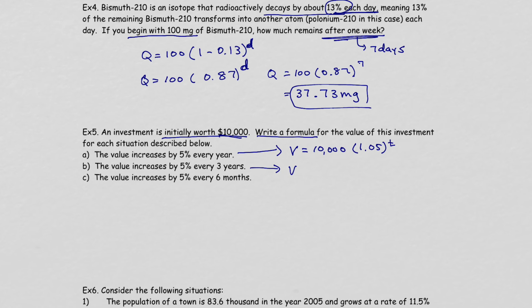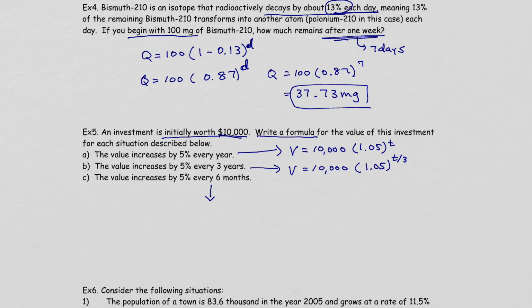The second case, your formula, again, start with the same initial amount, and this is going to be the same percent increasing, so it will be 1.05. The only thing different on this one is it is every 3 years, not per year. So the way you're going to write your exponential is to make it per year as 3 years given. So you're going to do t over 3.